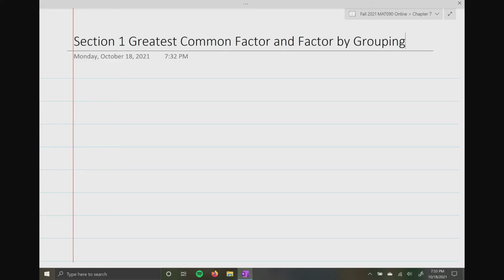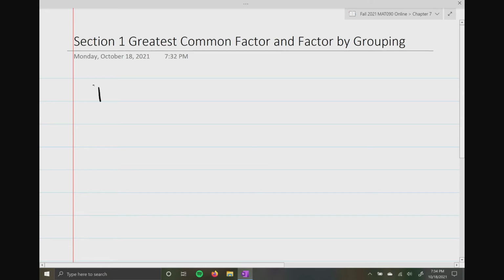Today we're going to start Chapter 7, Section 1, which is the greatest common factor, and then we're going to transition into factor by grouping. Now, everything that we're going to be doing in Chapter 7 is actually the exact opposite process that we learned in Chapter 6. So, let me start off with probably one of the most basic examples, which is our distributive property.